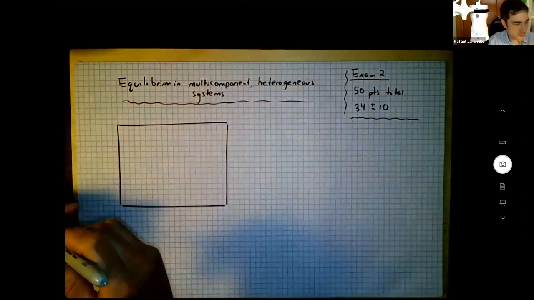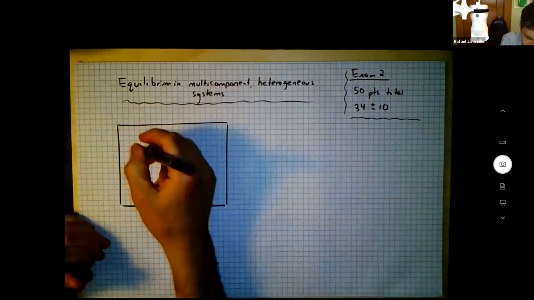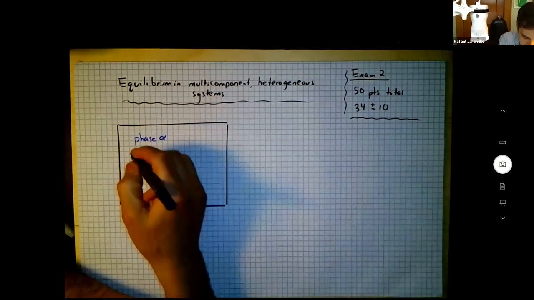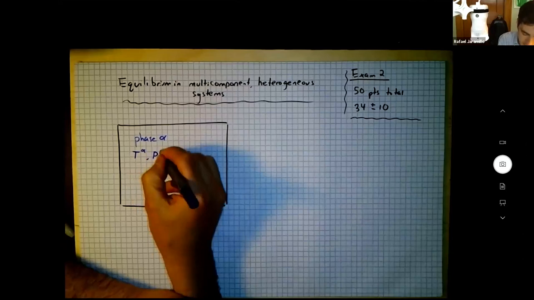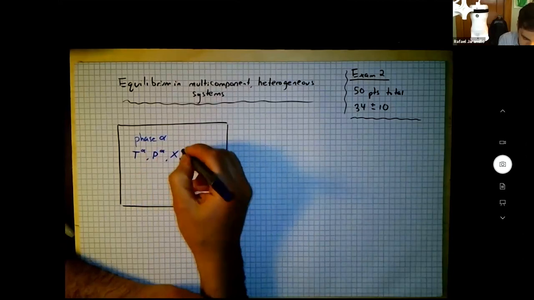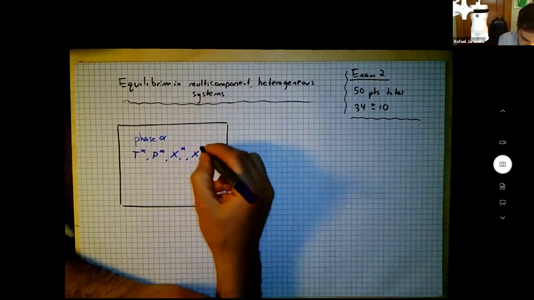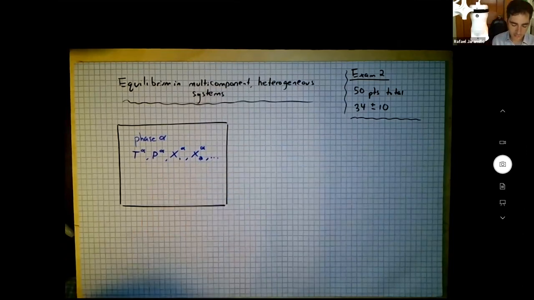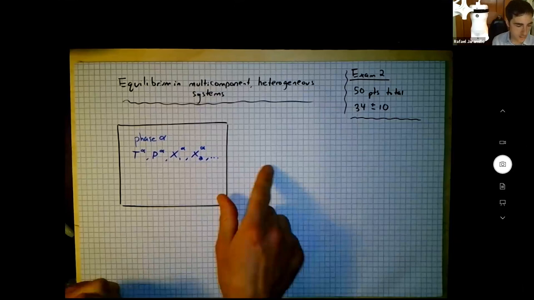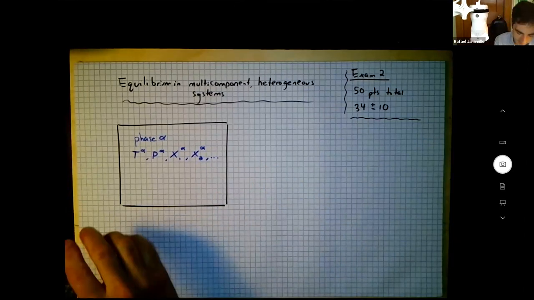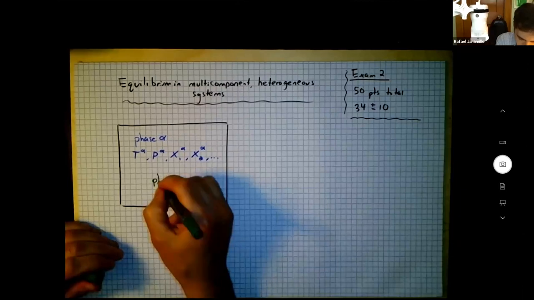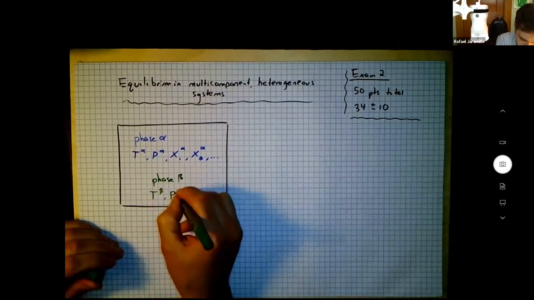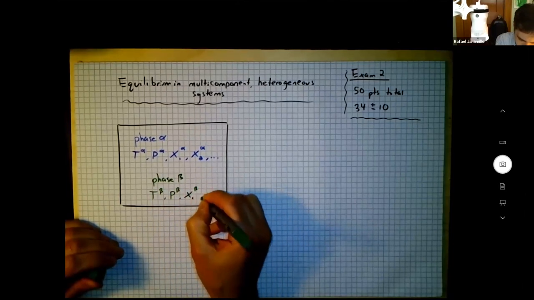Okay, so we have phase. In general, let's have phase alpha, and it has temperature T alpha, pressure P alpha, and compositions X1 alpha, X2 alpha. Although in this class we're only going to deal with binary systems, that is, two components, what we'll derive right now is more general. So you can imagine having more than two components. And then we're going to have phase beta. And this in general is at some temperature, some pressure, and it has some composition.